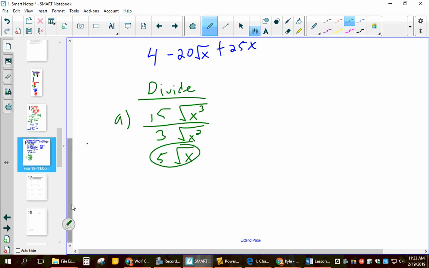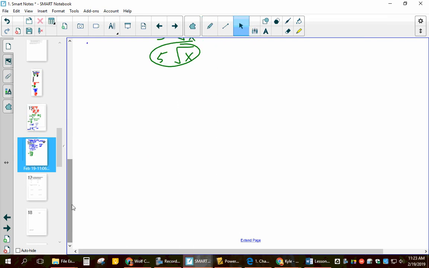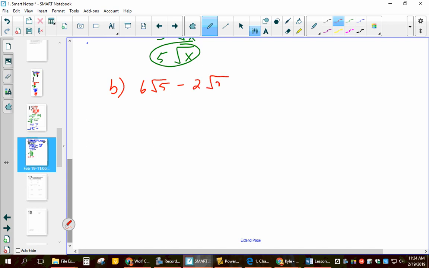What if we had a big one here? So 6 square root of 5 minus 2 square root of 24 x to the 3, all over 2 root x. So yeah, that got extreme fast, eh? Okay, so this one I can't just divide. I can't do what I did in the last one, right?